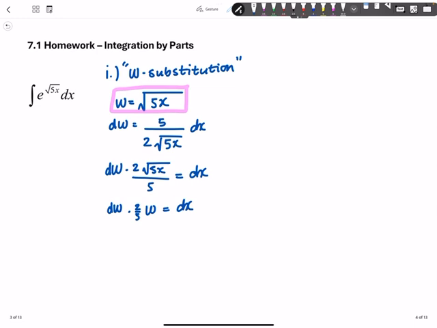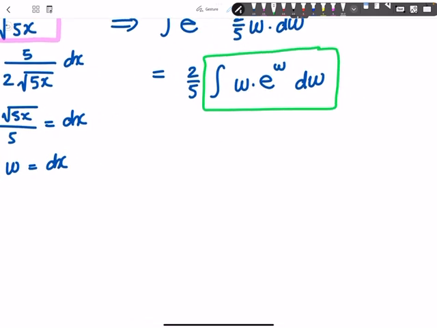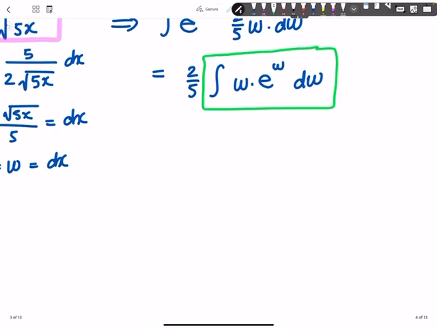So if I make my substitution now, I'm going to get the integral of e to the w, and then dx will be replaced by 2 over 5 w dw. And again, if you wish to clean this up just a little, we can write this as 2 over 5 times the integral of w times e to the w dw. Now, we've seen this integral a few times. We know this is not terribly difficult using integration by parts, but let's quickly work through that one again.